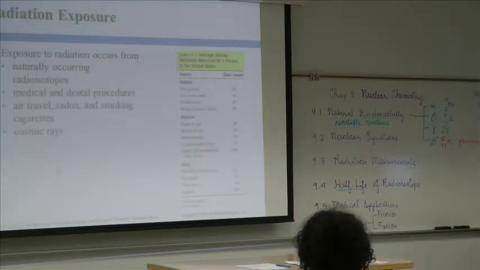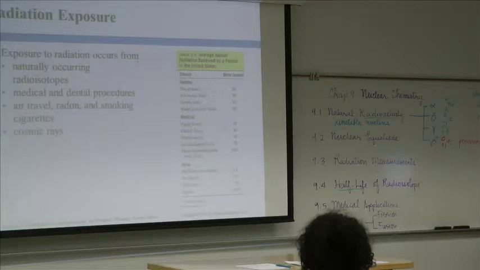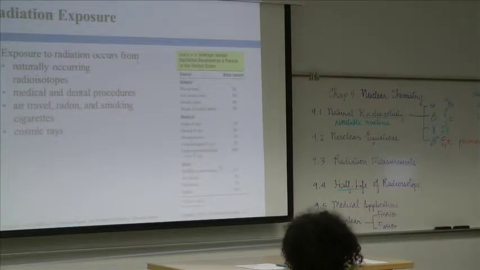So, exposure to natural radioactivity, right? So you see the ground, air, water, and food. Chest x-ray, we get 20 millirem. Dental x-rays, mammogram, 40 millirem. And then radon, remember I told you about the radon gas?